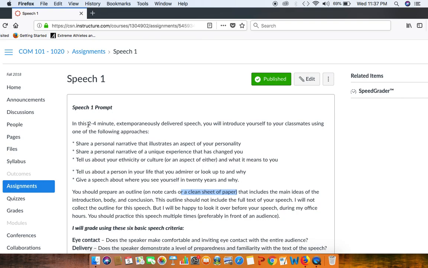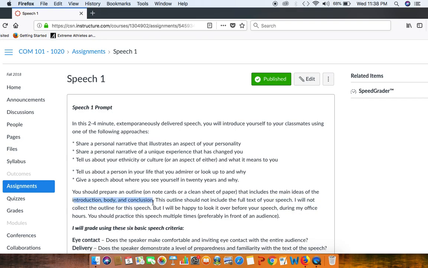Since it's only 2 to 4 minutes, I think you can do this without note cards, meaning you could hold your outline in your head if you're able to do that. But it might be good to start out by typing up an outline on paper so that you could practice it on paper. But you want to have an introduction, a body, and a conclusion.